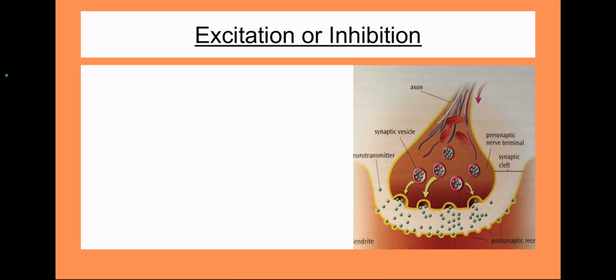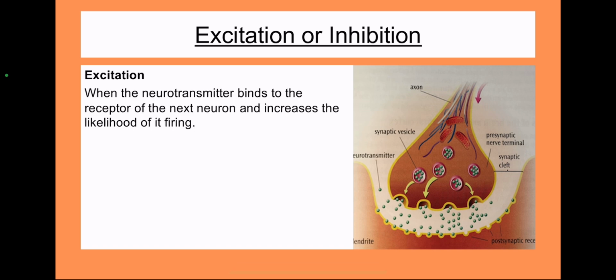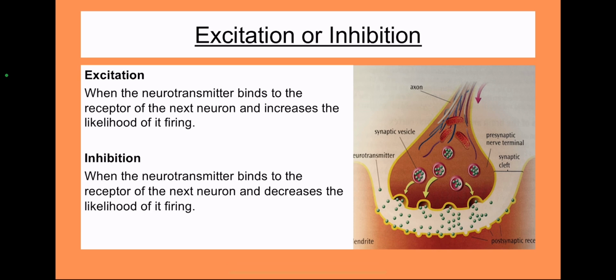When the receptor is filled with neurotransmitters, the neurotransmitters, like we just said, are going to have one of 2 impacts. They're either going to excite or inhibit the next neuron. So if they're going to excite the next neuron, that means we're going to have a positive charge on that neuron, and we're going to increase the likelihood of it firing. If we're going to inhibit the next neuron, that means we're going to bind to the receptor with a negative charge and decrease the likelihood of it firing.